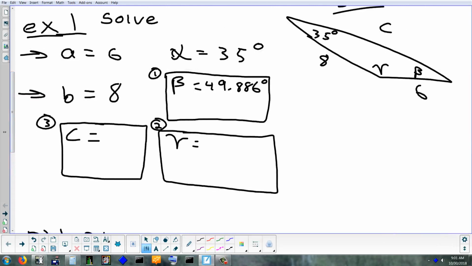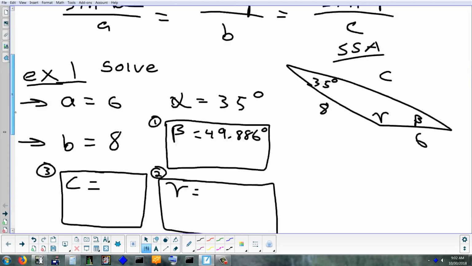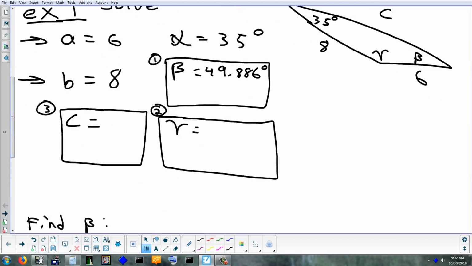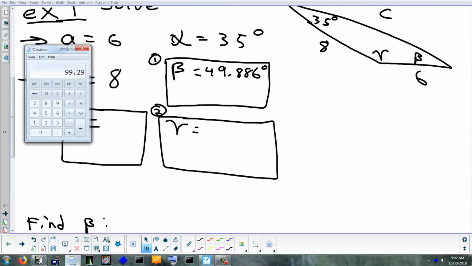All right, so we've got one answer, 49.886. This is the case where I got to check for the second. So what do I do with 49.886? Remember, what do we do to get the second answer? Yep. Subtract it from 180. So 180 minus 49.886. So if there's a second answer, it's 130.114. I said if because now we got to figure out, does it fit?